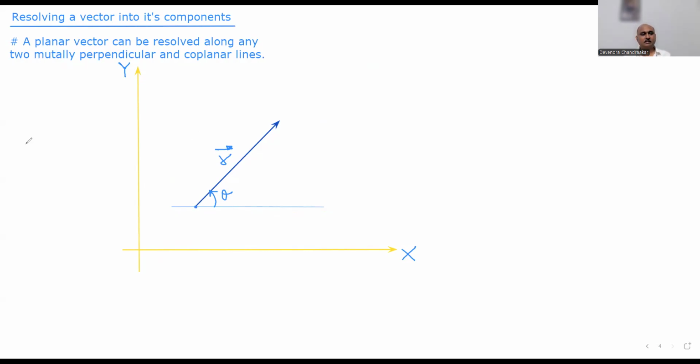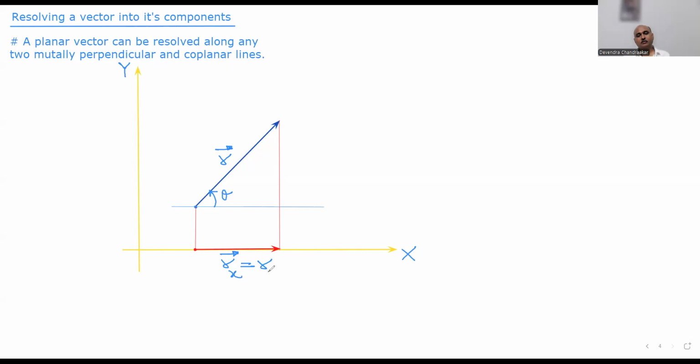So this is tail, this is head. What you do is you drop perpendiculars from tail and from head on the x-axis. So you are drawing perpendiculars from tail and from head on the x-axis. You can take them as shadows also. So this is the shadow of vector r along x-axis. The shadow of tail will be a tail, the shadow of head will be head. So this is vector rx.